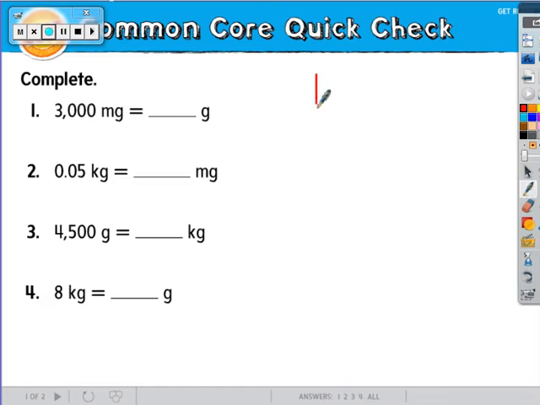So kilo. A kilo equals what? 1,000. This is volume 2. It's chapter 12, lesson 1.